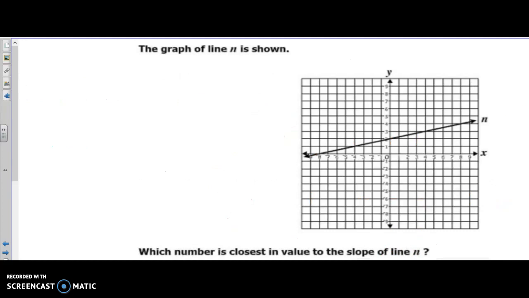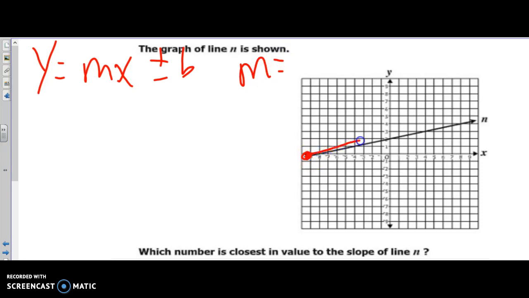Okay. The next one is y'all's favorites, which is graphs. You might be asked to find the slope, the y-intercept, the equation, is it positive or negative? So let's just go ahead and do the whole equation for this one. Now we know the equation is y equals mx plus or minus b. Now the first thing I want to find out is what is my slope? And is this positive or negative? If I start from the left and I go right, I went up, so I know my slope is positive.